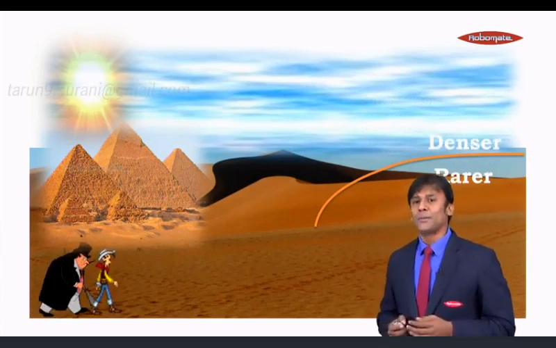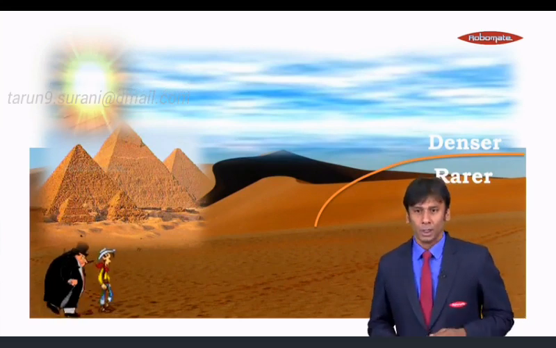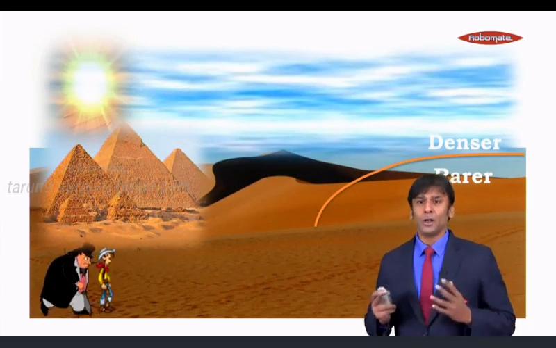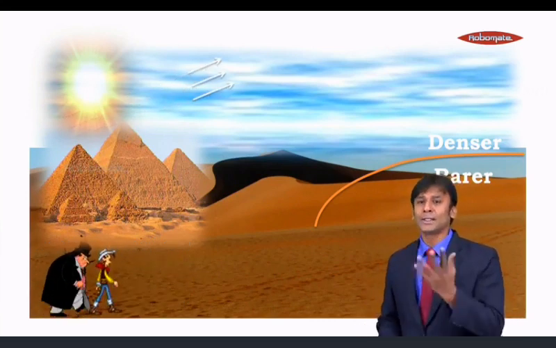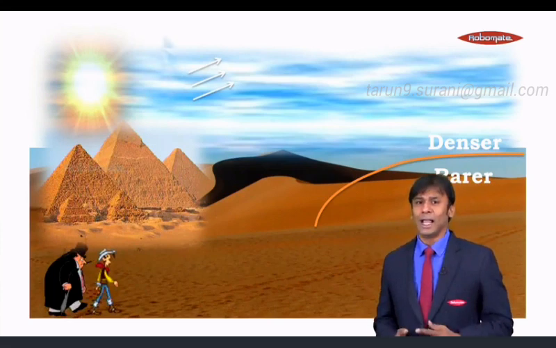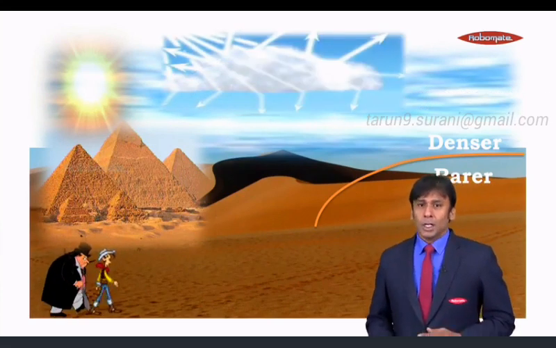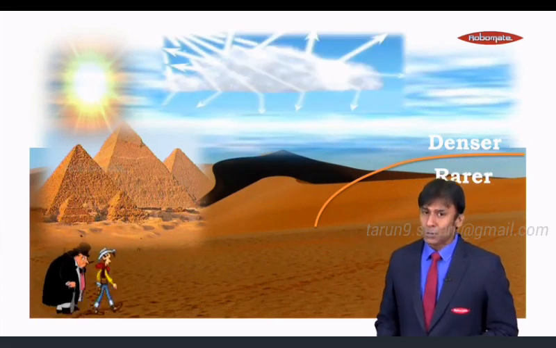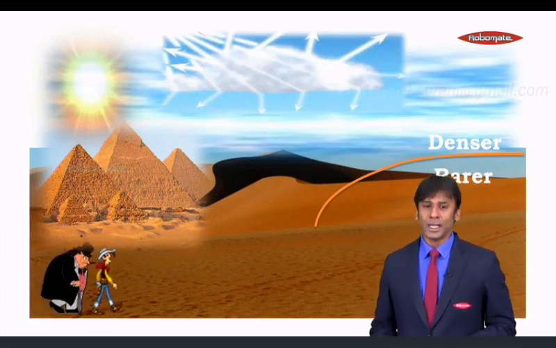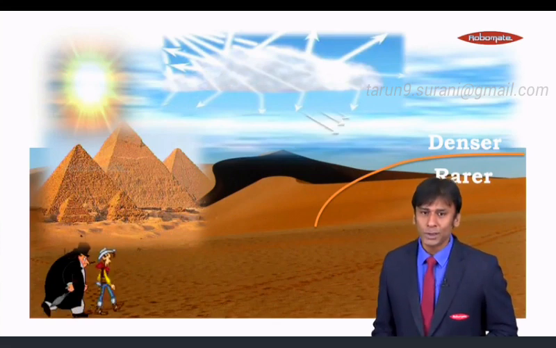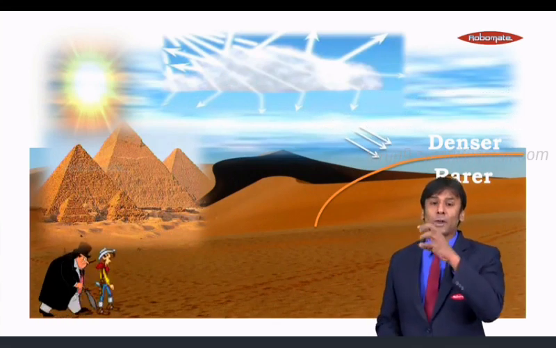Now light from the sun is traveling in all directions. So there are some light rays which will travel upwards, hit the sky, get scattered and come downwards. Now when these light rays are coming downwards, they are actually traveling from denser to rarer. So students, you can see here, these light rays are traveling from denser to rarer.